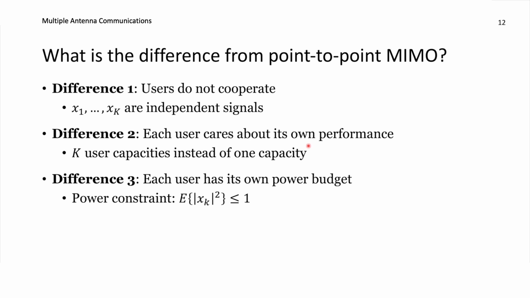Difference 3 is that each user has its own power budget. So for each of these signals, we take the absolute value squared, we compute the expected value of it, and that one should be smaller or equal to a number. And that is also different from the point-to-point MIMO case, where we could spread out the signals over our different parallel subchannels, and we cared about the total power over those subchannels, and that's why we derived the water filling algorithm, for example. And that is not used here because every user has its own power amplifier, and its own battery that is drained by using the power.